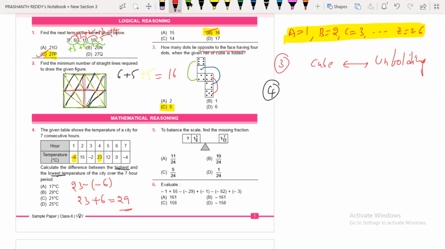Now question number 5, try to understand the fifth question. What is the fifth question? To balance the scale, find the missing fraction. In order to balance, what does it mean? This quantity must be equal to this quantity. Just observe here. If this quantity and this quantity are both the same, then we can balance simply. For that, what should we do? Already this side balance is given. Now we should focus on this one. For that, what do we do? From this total, we will subtract this part.